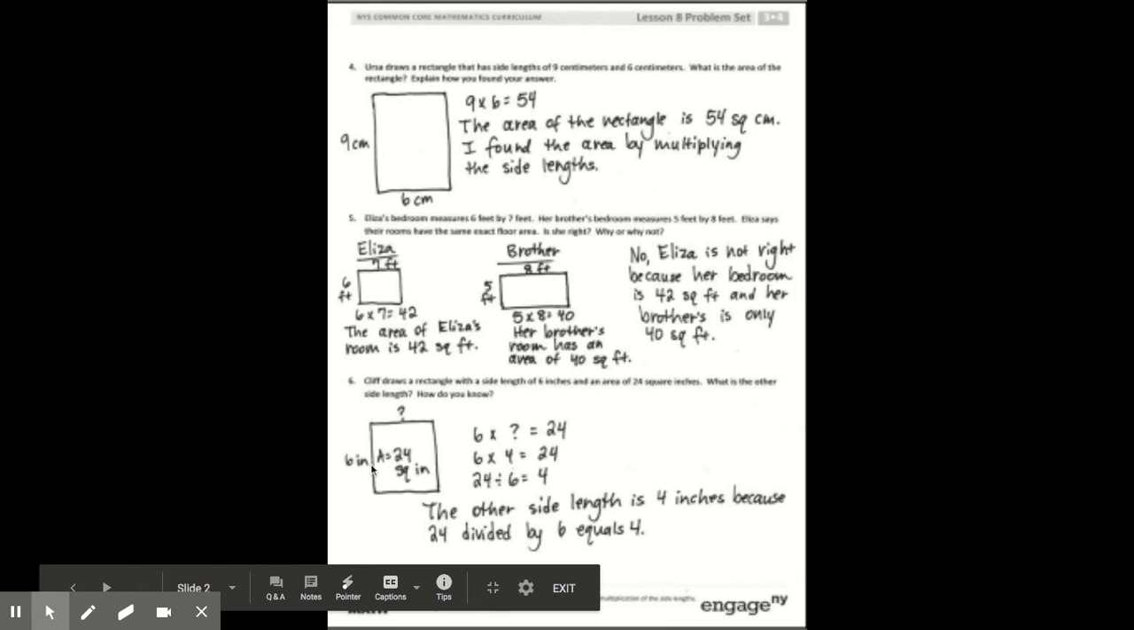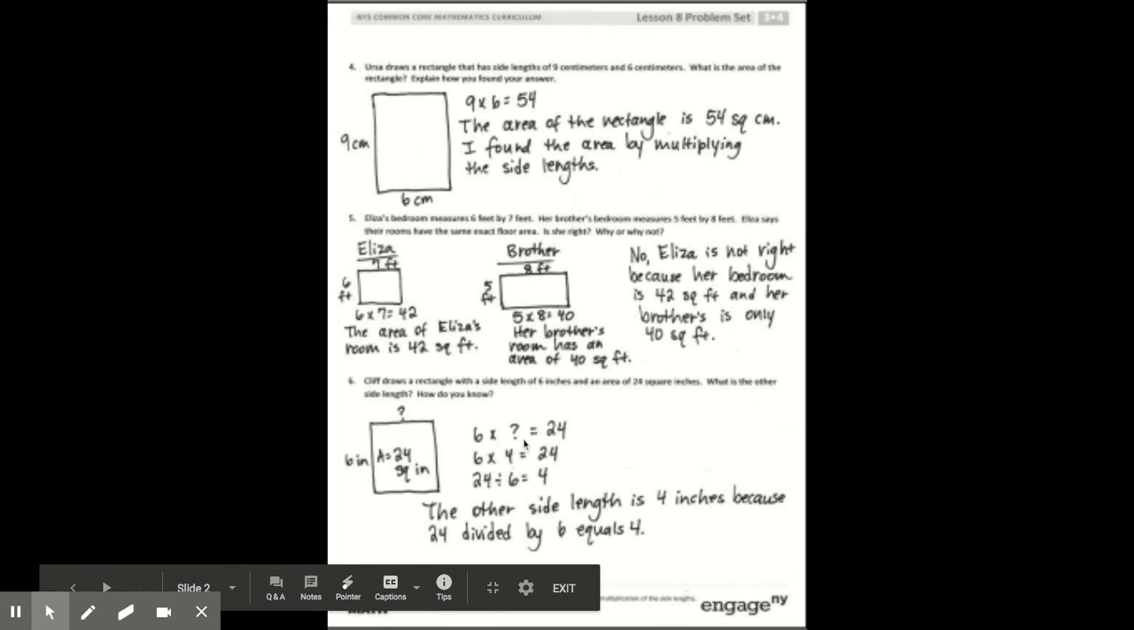And then number 6, Cliff draws a rectangle with a side length of 6 inches and an area of 24 square inches. What is the other side length, and how do you know? So we know the area is 24, and we know one side is 6. So 6 times what equals 24? Again, you could count by 6s to get to 24 and see how many 6s you counted. You could draw an array. Lots of ways to find that out.